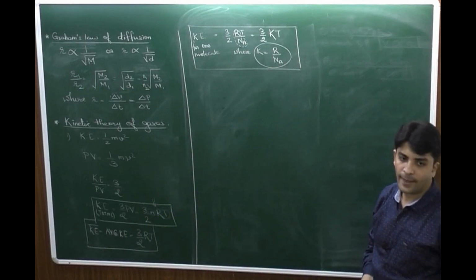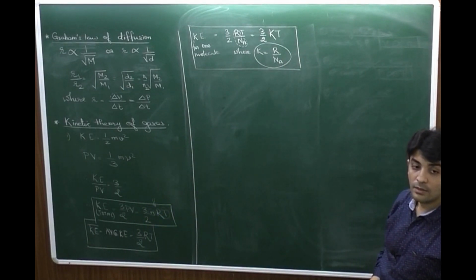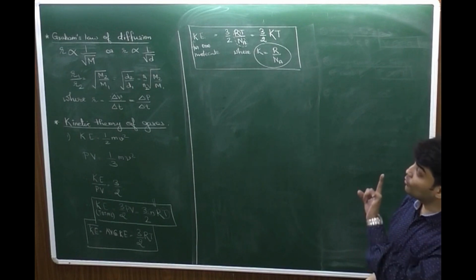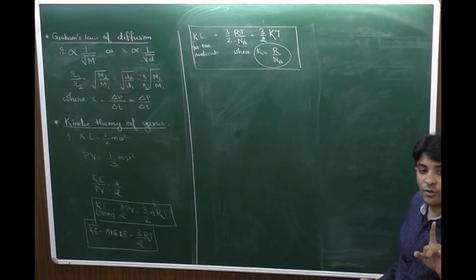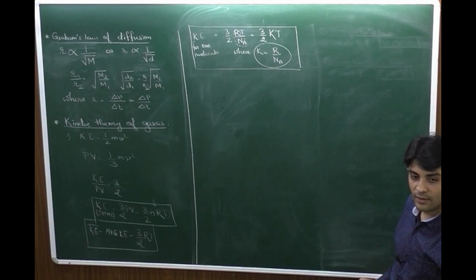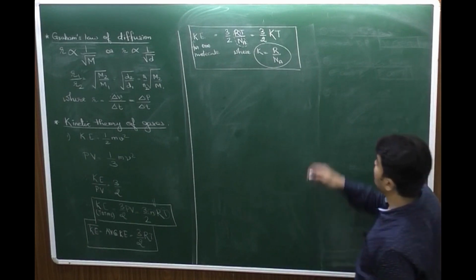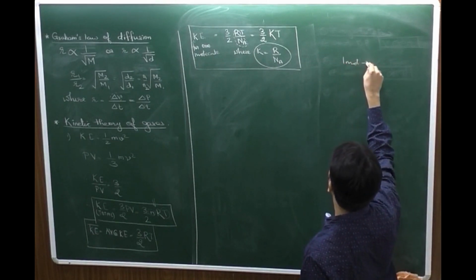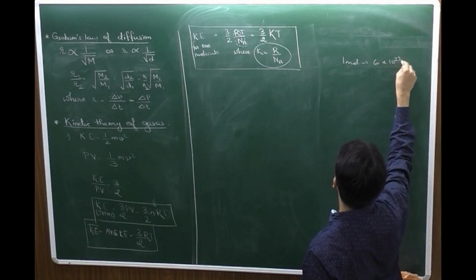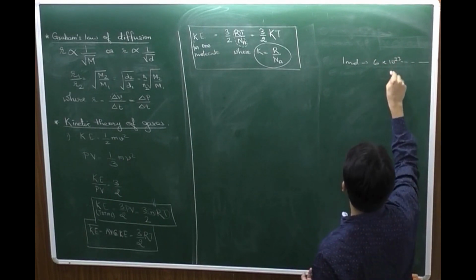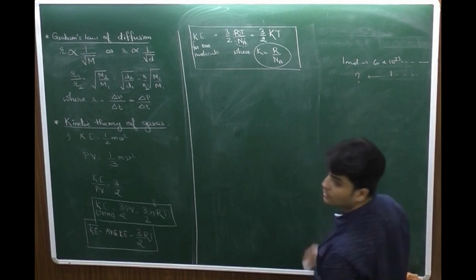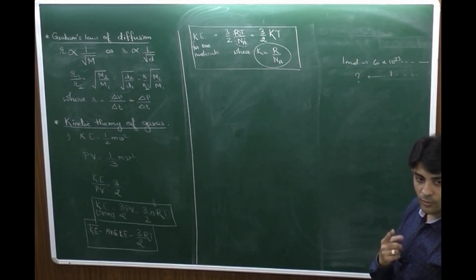So for one molecule, I can just divide by the Avogadro's number. See, for one mole, I have 6 into 10 raised to 23 molecules. So for one molecule, how much? 1 upon Na. So one molecule is 1 by Na.